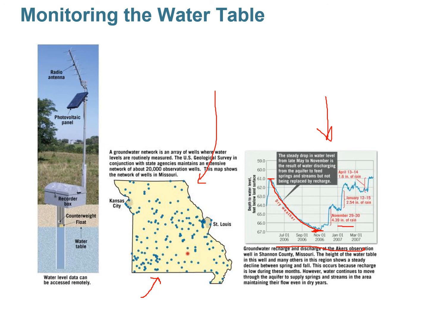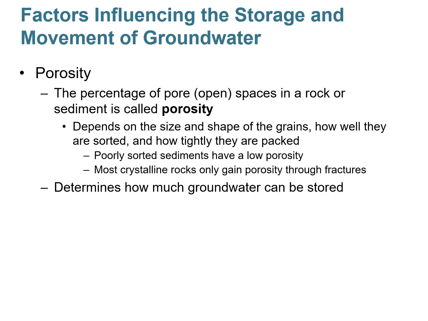But if you notice here, there are a bunch of rain events that occur in November, January, and April. And all that water, the rainwater, the precipitation, recharged this groundwater system, and the water table rose back to its original position at 61 feet below the surface. So that just shows you what contributes water to these underground reservoirs.